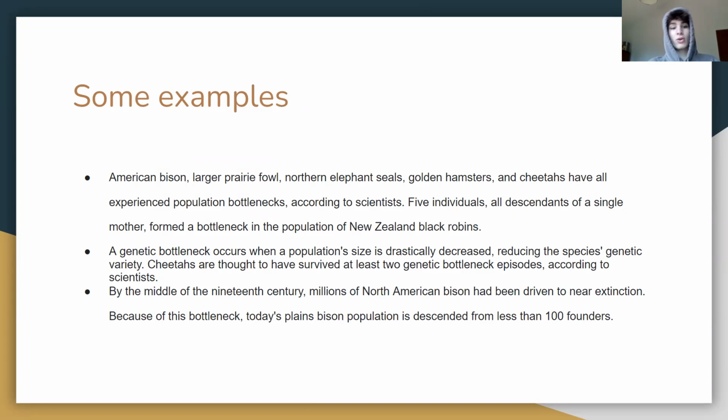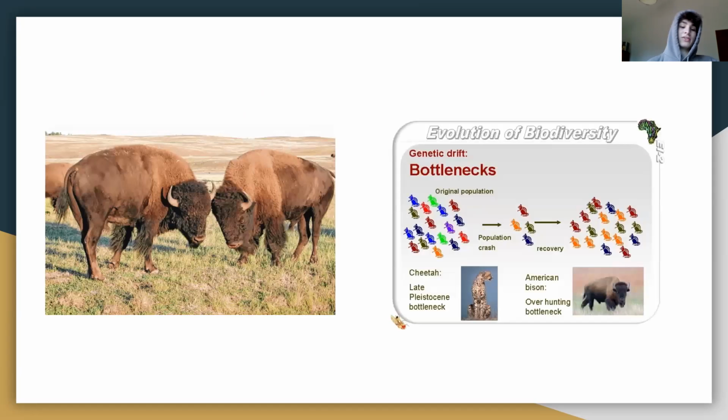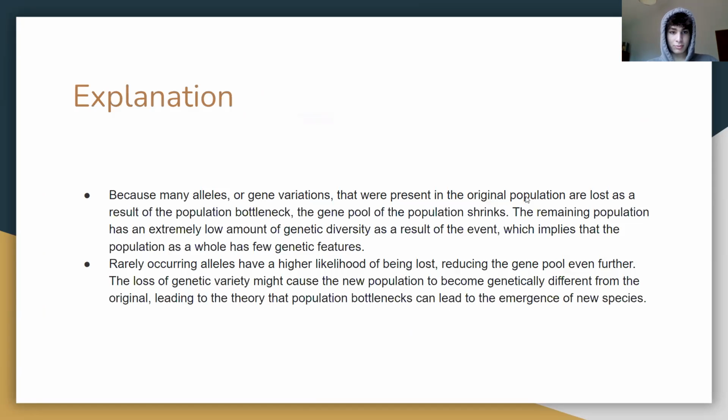Because we know that a genetic bottleneck occurs when a population size is drastically decreased, we know that all these animals I just mentioned have gone through a bottleneck event, some extinction, and then recovery. We can see on the left the American bison, which are a great example of population bottlenecks. And on the right side, we can see cheetahs, which are also a great example. We also have this little graph that can help us understand how a population bottleneck works.